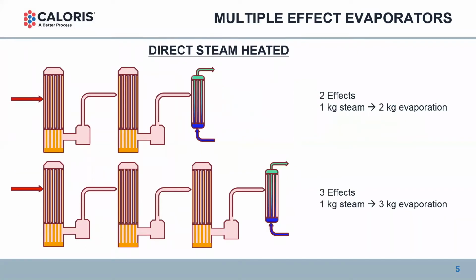Now, we can expand this to a 2-effect or a 3-effect direct steam heated evaporator, where steam comes in the first effect, evaporates some water, and that water vapor at a slightly lower pressure goes over into the shell of my second effect and evaporates some more water. In rough numbers, a 2-effect evaporator can evaporate 2 kilograms of water per kilogram of steam, or a steam efficiency of 2 to 1. A 3-effect, similarly, has a steam efficiency of 3 to 1, evaporating 3 kilograms of water with that 1 kilogram of steam coming in.